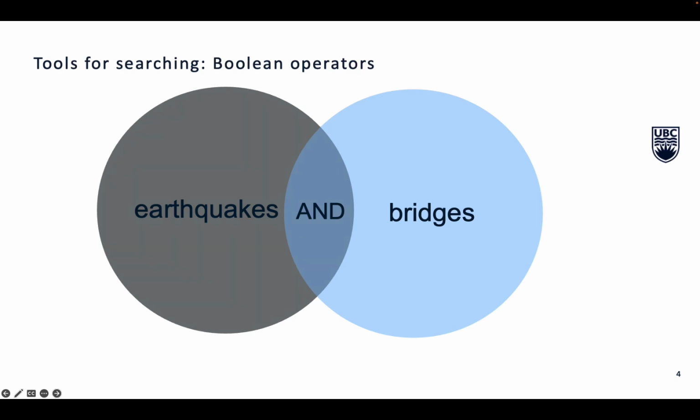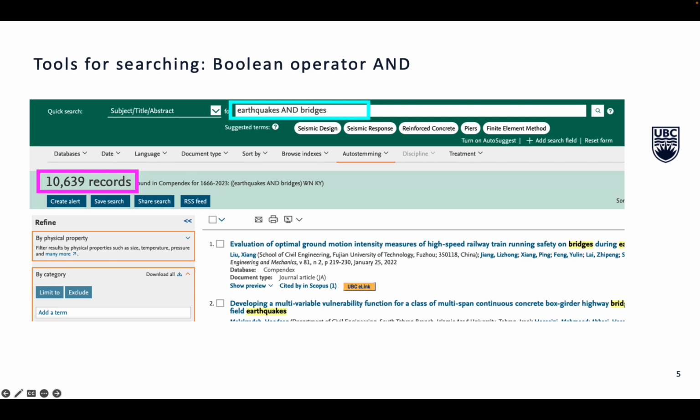In this Venn diagram, you will only see the results that include both terms as represented by the dark blue overlapping area in the center of the two circles. By adding the terms earthquakes and bridges with the operator AND, our result list shrinks from 150,000 to just over 10,000.